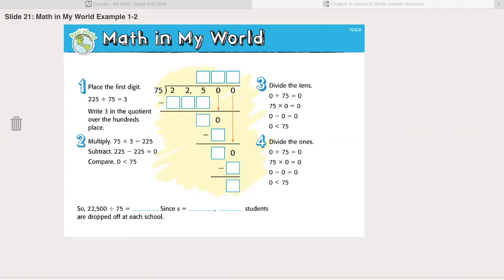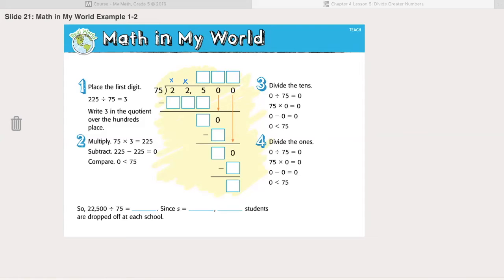Number 1, place the first digit. In order to place the first digit, I need to know how many digits will be required before I can divide. So I'm going to look at this 2. 75 is way too big to be able to fit into 2. So I'm not going to place a digit here. 22 is still too small to be able to be divided by 75. So I'm not going to be placing a digit here.